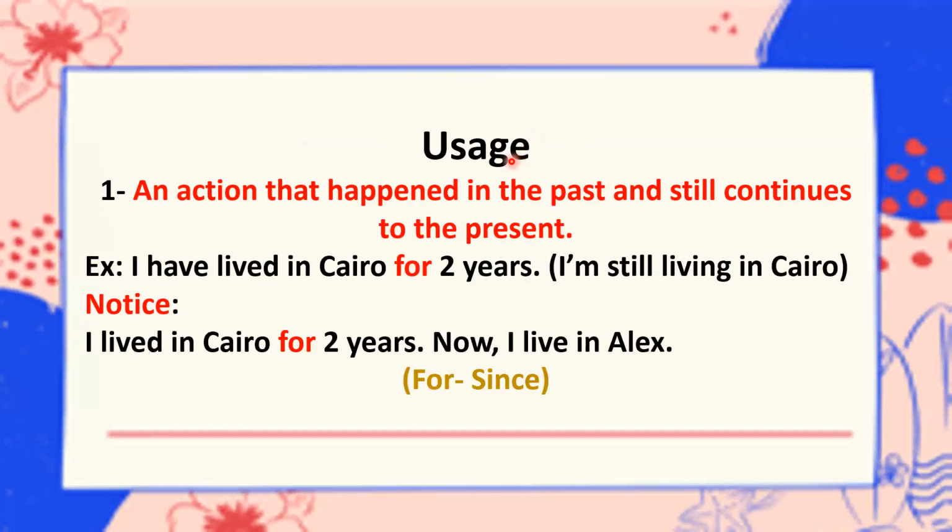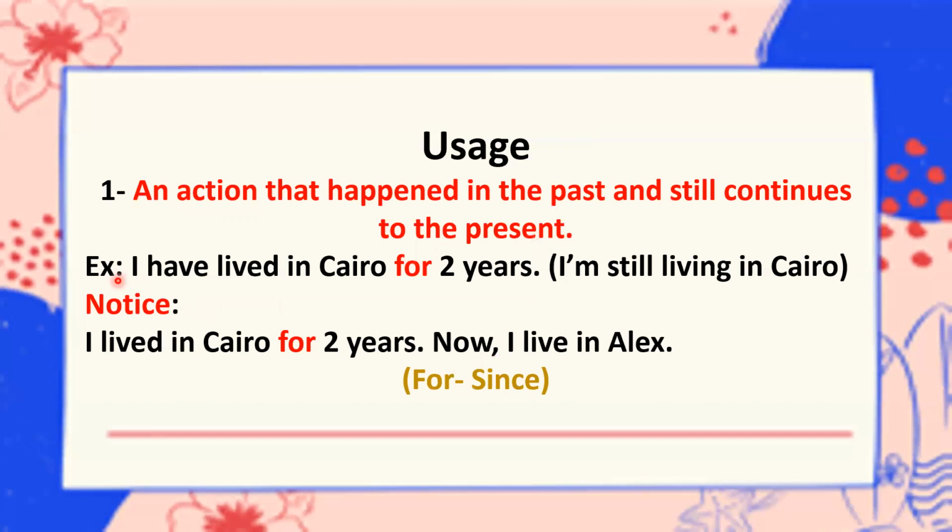Usage. When can I use present perfect? Number one, an action that happened in the past and still continues to the present. Okay? Action that happened in the past, and still continues to the present.